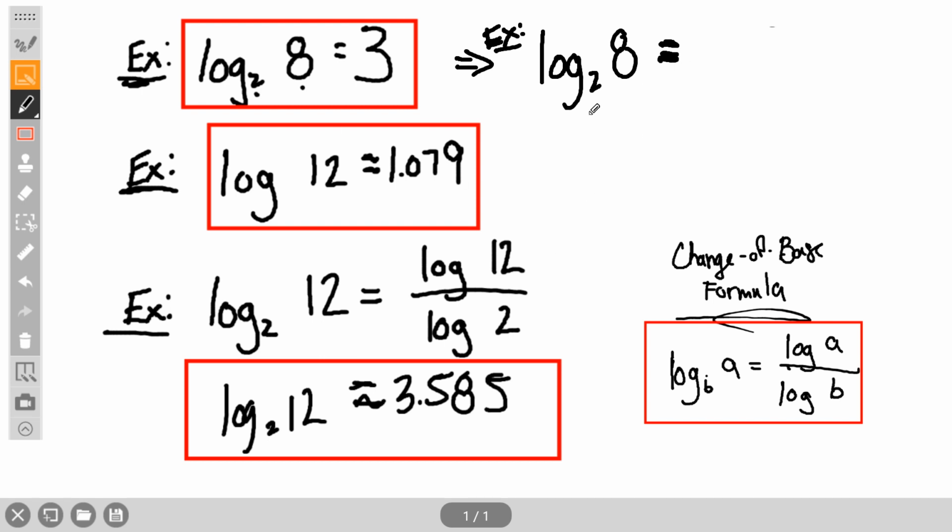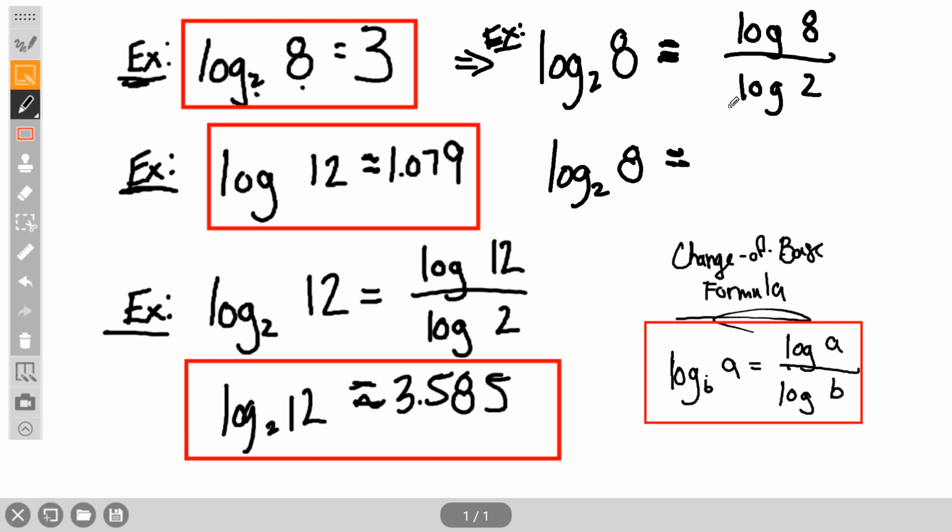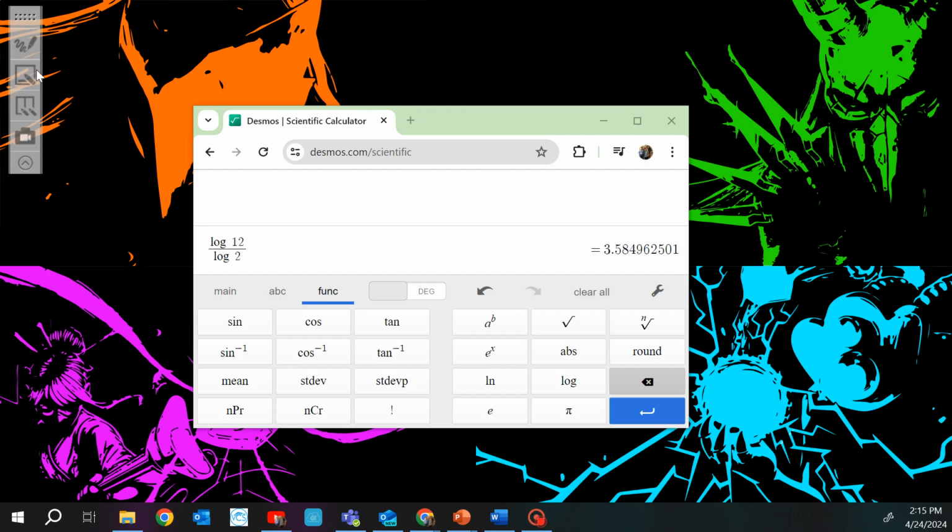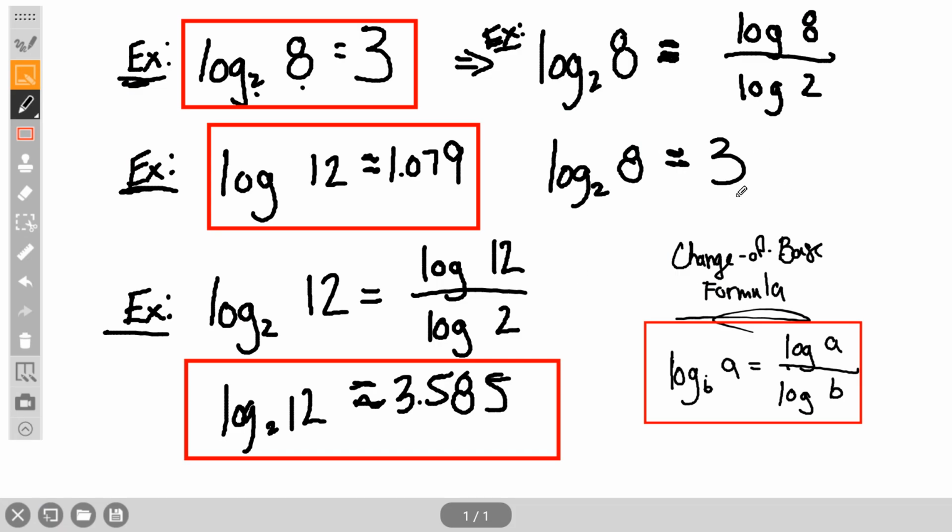Okay, so once again, using the change of base formula, this would be common log of 8 divided by common log of 2. All we have to do is put this into the calculator and see what it spits out. So common log of 8 over common log of 2, and as you can see, it tells us that the answer is exactly 3. We already knew that, but using a different method, we came up with the exact same answer.